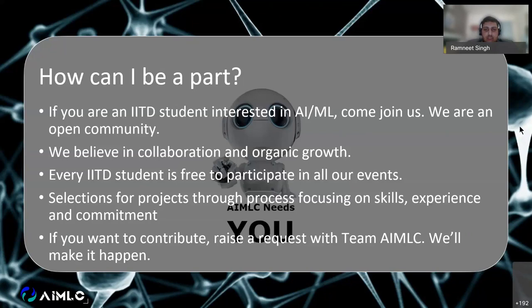We have a Discord server. You can send that request anywhere, and our team members are going to facilitate that project for you essentially, and help you do that. That is how we believe that having an open community can also benefit you in terms of projects, and it's not going to be a disadvantage.